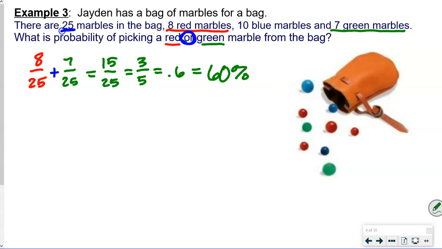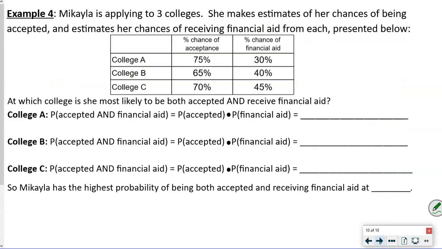And your answer could be represented any one of those three ways, guys. All right, so this is example 4, our last example. Michaela's applying to 3 colleges. She makes estimates of her chances of being accepted and estimates her chance of receiving financial aid from each, presented below. So this time, because these are and statements, it says at which college is she most likely to be accepted and receive financial aid.